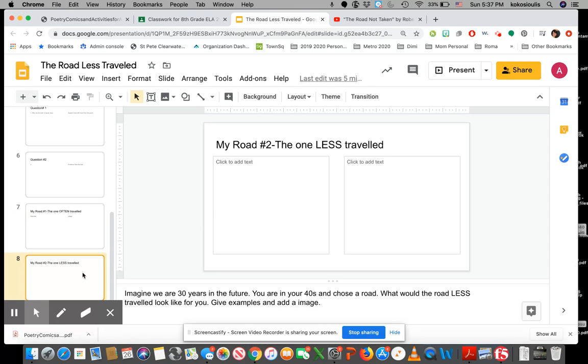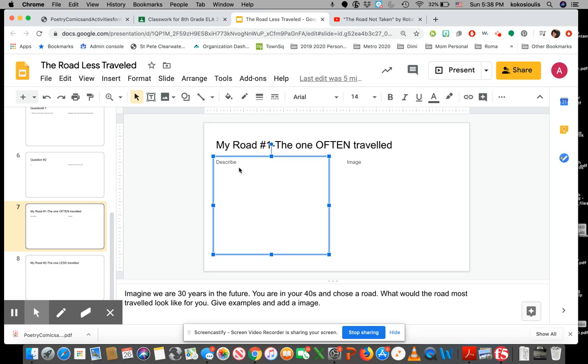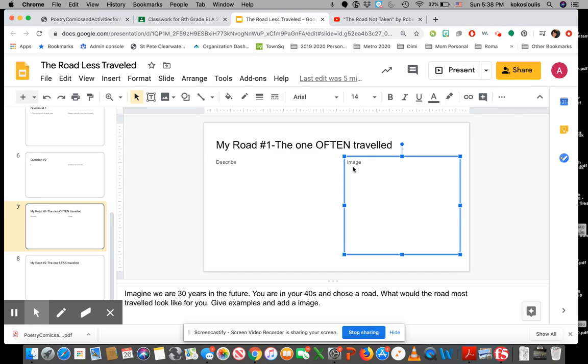So you might at some point have a decision to make in your life. Will you get married, have kids, and have a family? Or will you do something different and not get married, not have kids, not have a family, and maybe go build a colony on Mars? That's a road less traveled, right? So I want you to think about that. I want you to think about what road number 1, the road often traveled, the road most people do, would look like for you. You could describe that and then add an image to it.